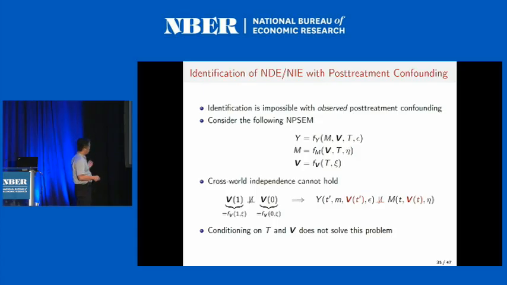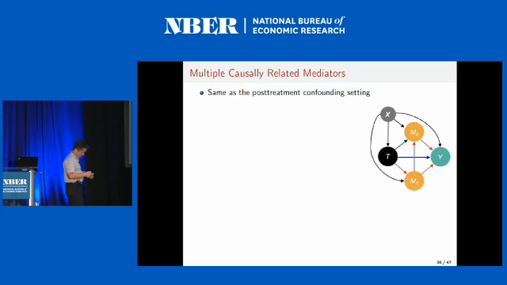So what do people do? Well, people do the following. People change the quantity of interest. Okay? So here, I have the same exact DAG, except, I promise, this is the last DAG. I call it M1 and M2 instead of V and M, but it's the same thing. Okay, so this is the exact same setting.